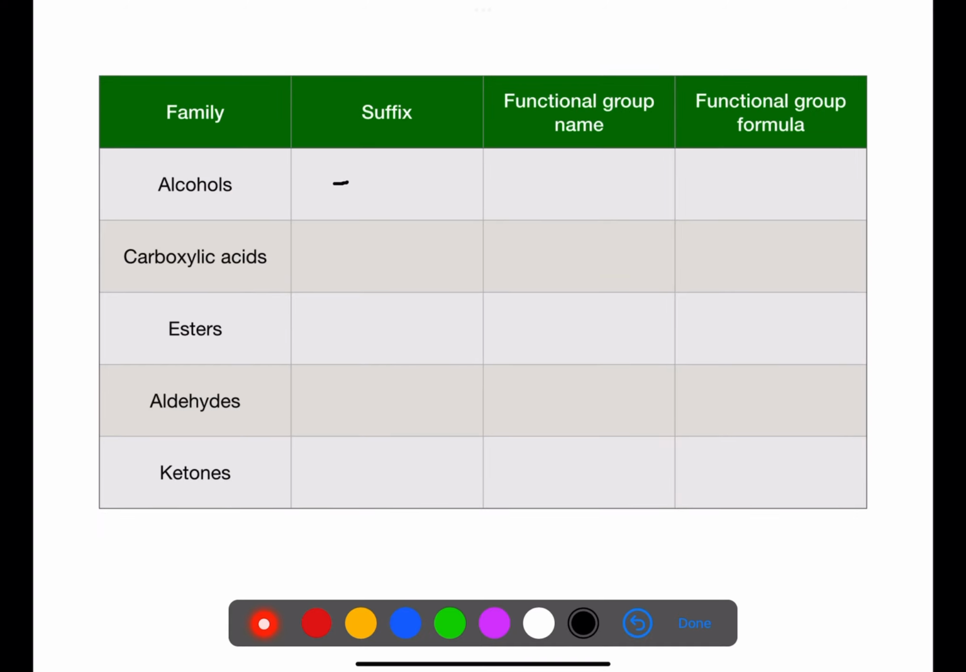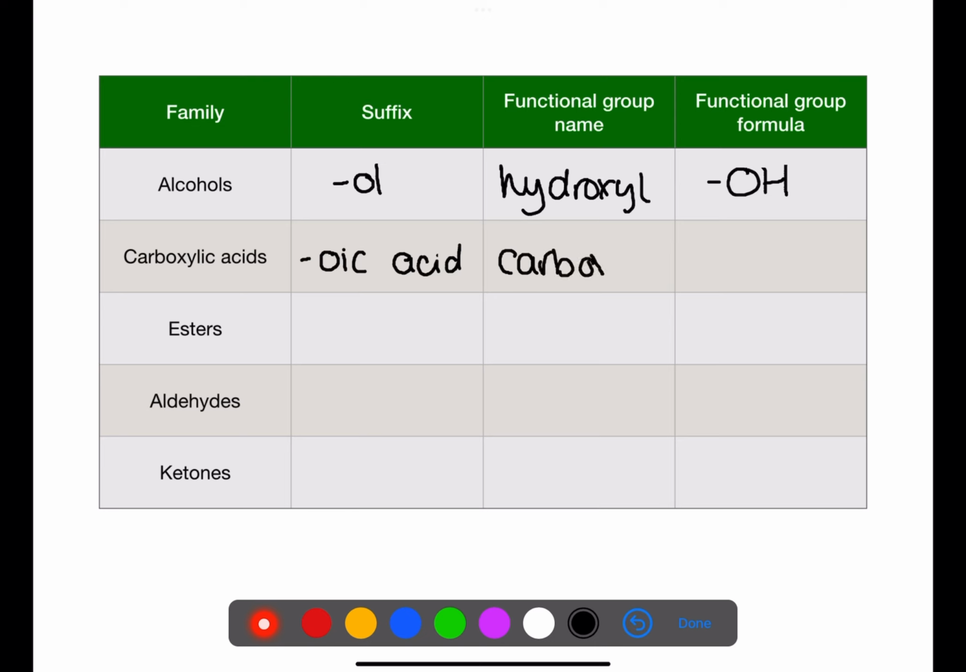There are a number of different families of organic compounds that you're expected to know. The first is the alcohols with the suffix -ol for the name. The functional group is called the hydroxyl and has the formula OH. Carboxylic acids always end in -oic acid. The functional group is called the carboxyl group and has the formula C double bond O OH. Because of this, it's always found on carbon 1.